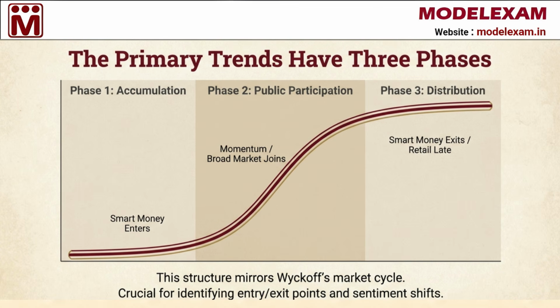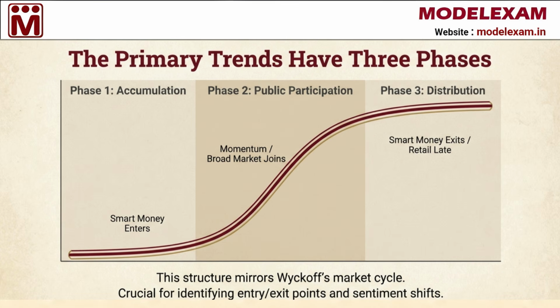Moving deeper into that long-term movement, the third principle states that the primary trends have three phases. Look at the curve on the graph. It starts with the accumulation phase. This is where the smart money investors quietly enter the market while prices are low. Next comes the public participation phase. This is when the broader market notices the trend, momentum builds, and everyone jumps in.